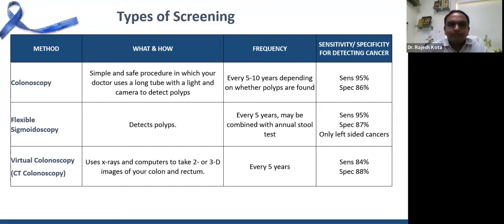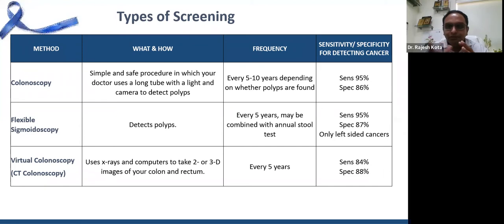We also use a flexible sigmoidoscopy, which is a smaller version of colonoscopy, where the gastroenterologist sees only up to the sigmoid, that is the lowermost part of the large intestine, and the rectum. So they detect polyps if they are noticed in the farthest part of the large intestine. And if there are polyps, they'll do a full colonoscopy, and if appropriate for the particular patient, they'll repeat the test every 5 years.